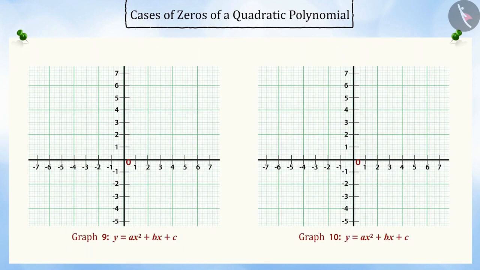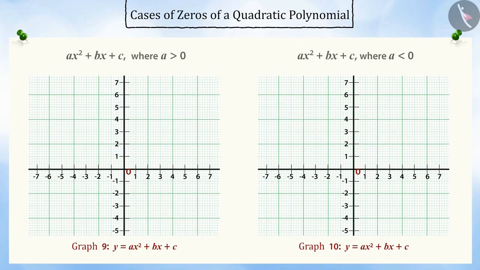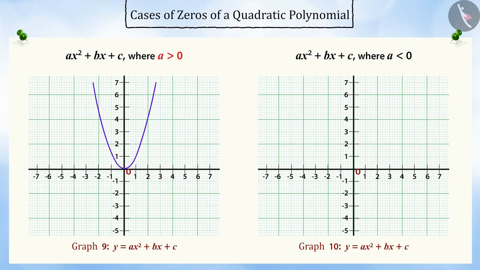Can you tell in which case the graph of a quadratic polynomial will open upwards or downwards? If a is greater than 0 in the quadratic polynomial ax squared plus bx plus c, then the parabola will open upwards. If a is less than 0, then the parabola will open downwards.